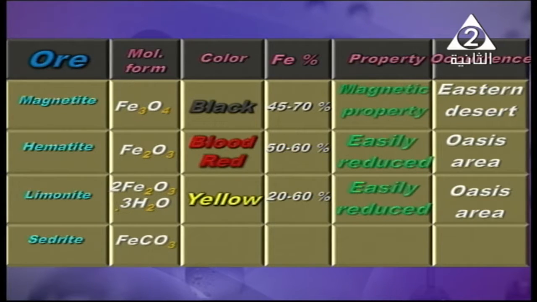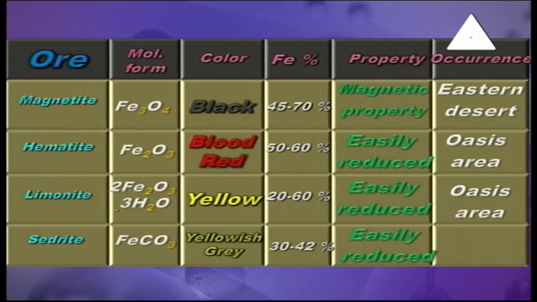Siderite has molecular formula FeCO3, or its chemical name iron 2 carbonate. My dear student, you have to keep the chemical name of each type of ore: magnetite, magnetic iron oxide; hematite, iron 3 oxide; limonite, hydrated iron 3 oxide; siderite, iron 2 carbonate. Siderite has yellowish gray color, the percent of iron is 30 to 42%, it is easily reduced, and it is not found in Egypt.